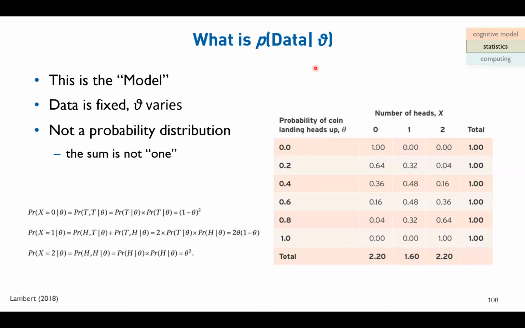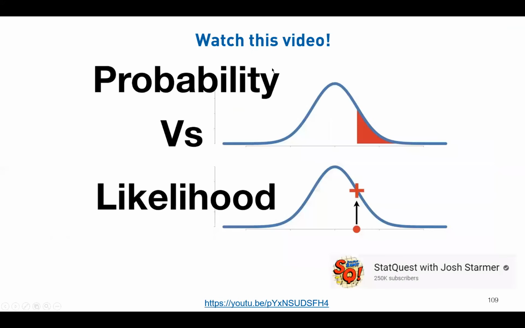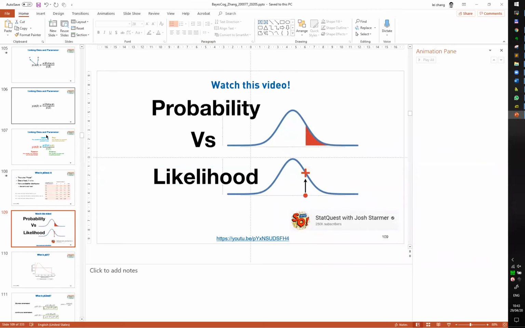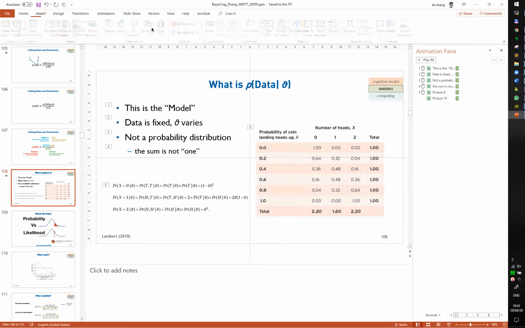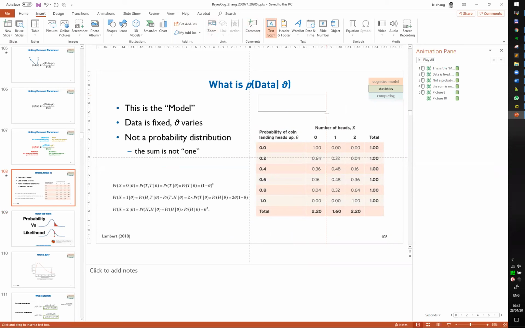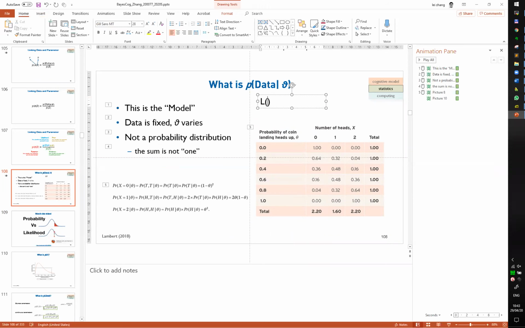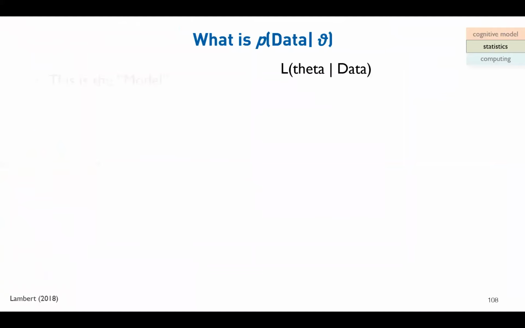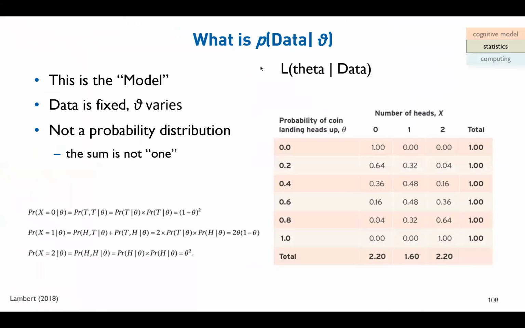To avoid this confusion, the solution is, instead of calling it P of data given theta, simply call it something else: likelihood of theta given data. So I can write it down here. So the solution is just to do this, right? Can you see? I guess you could.